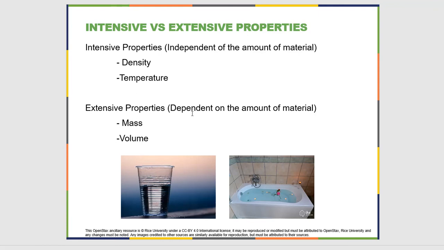Extensive properties depend on the amount of the material. The mass of water in this cup is far less than the mass of the water in this bathtub. The volume of water in this cup is far less than the volume of the water in this bathtub. So these are extensive properties because they depend on how much you have. Less water means less mass and less volume. More water means more mass and more volume. So those are extensive properties.